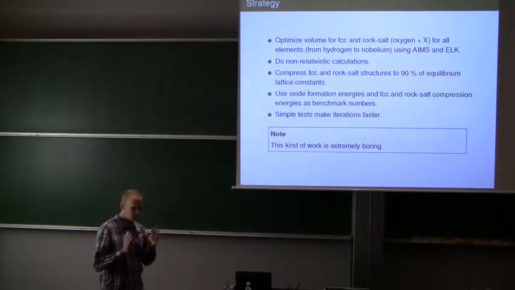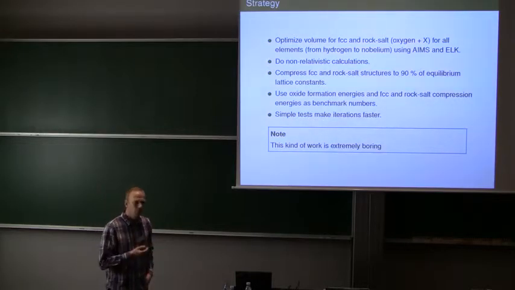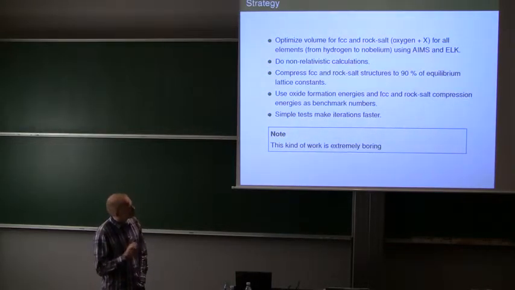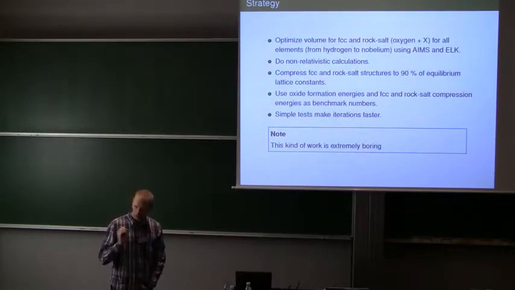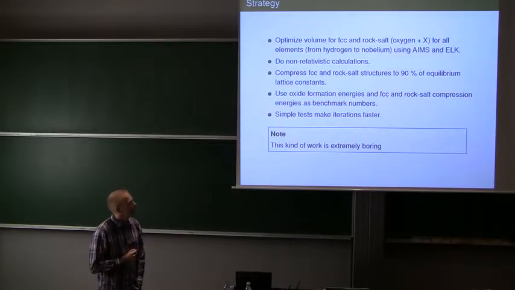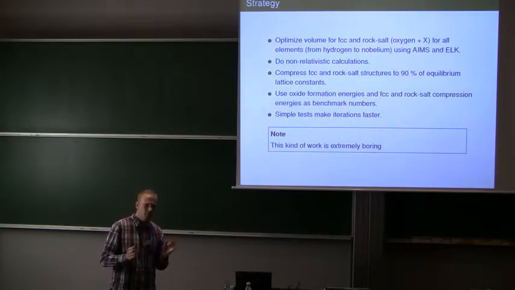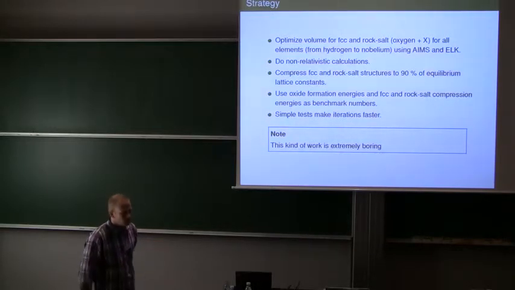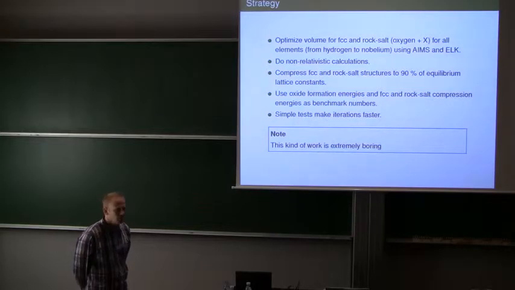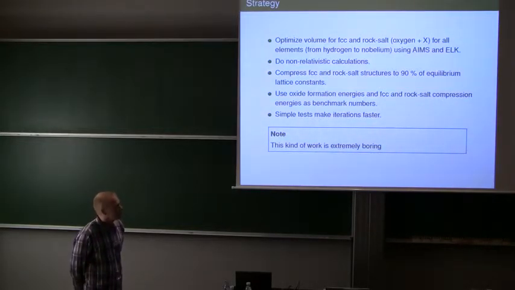So this is our strategy. We try to do something simple, so we just pick FCC for all elements and then we optimize the volume, it's not magnetic or anything. And then we also do rock salt structure for all elements. So we optimize the volume with this Ames code and check that it's the same. So that's our set of benchmark systems. And it's important to do non-relativistic calculations because the two codes do it a little bit differently. So this we can easily do when we generate the setup that does not add any relativistic corrections, and then the hope is that if you add them, it's not a big change.